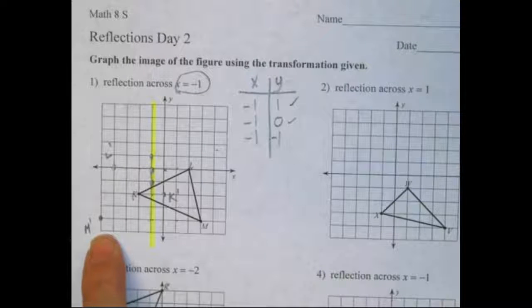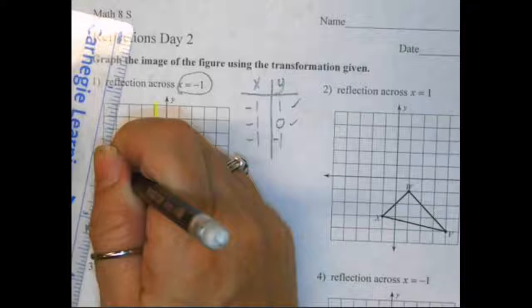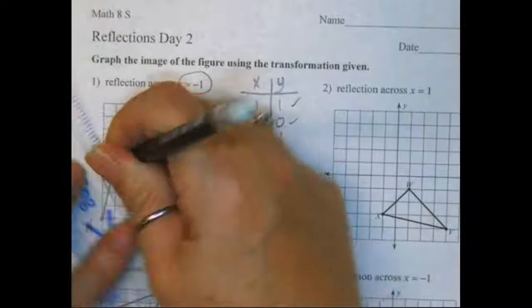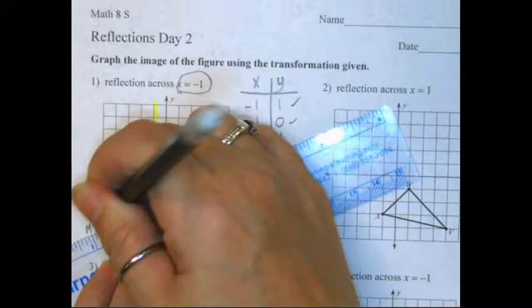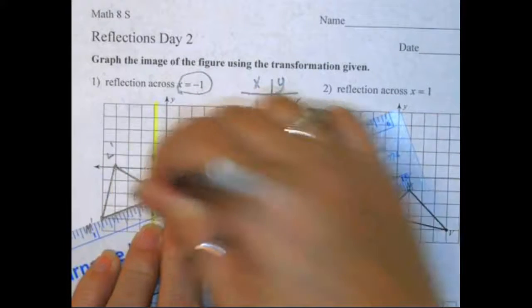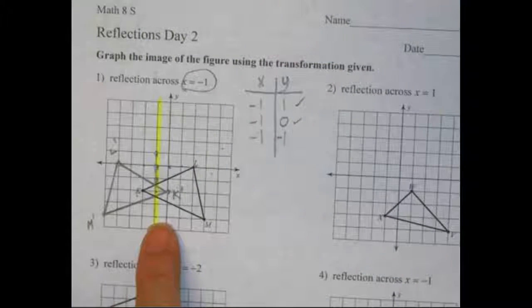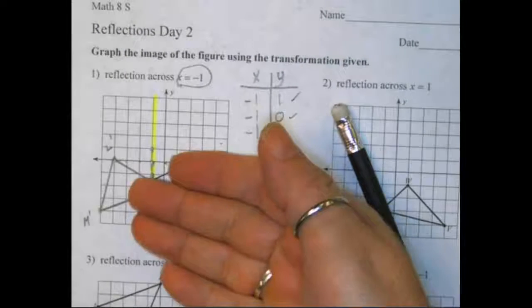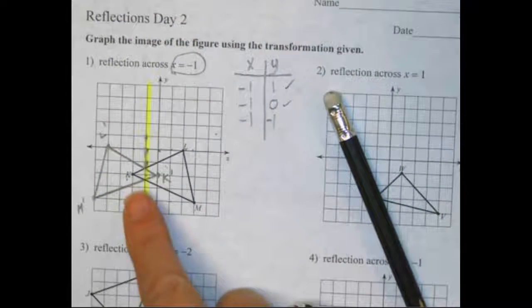label it M prime. Then I take my straight edge and I connect my points. And you can tell it kind of looks like a bow tie now, right? So all I did was I took this image and I flipped it. Okay, and sometimes you're going to have a little bit of overlap.